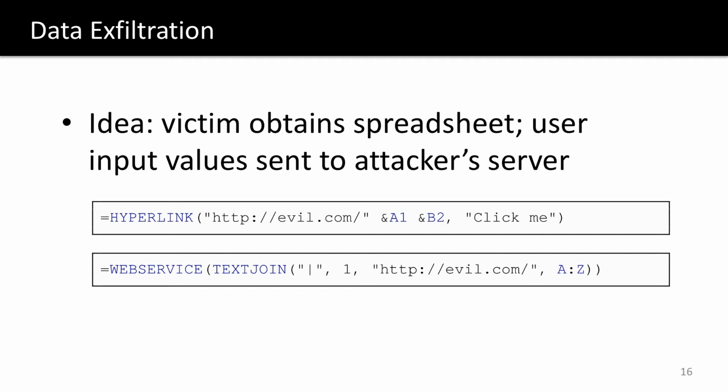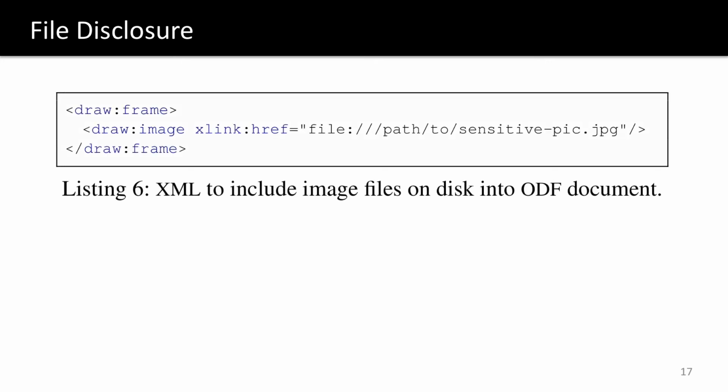However, it must be noted that in both Microsoft Office and LibreOffice, for the web service function, the user is now asked to update the content before invoking any connection. Our next attack is file disclosure. So the ODF standard provides various features which enable a document to access and include local files on disk. For example, the target of linked images can be a file URI.